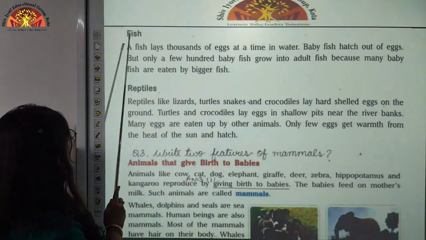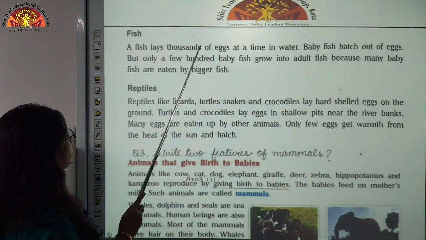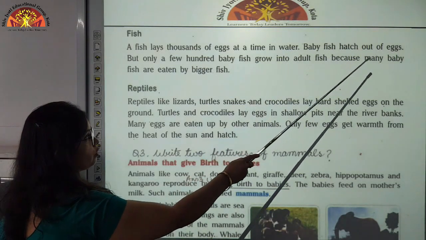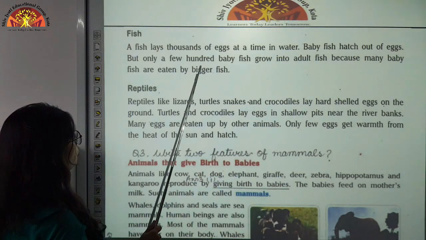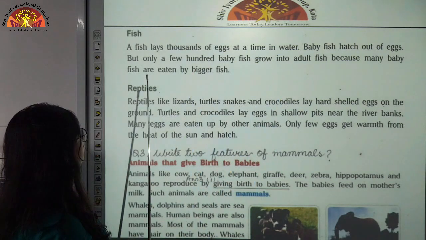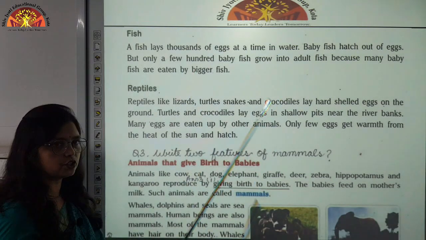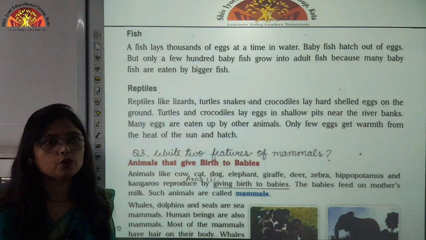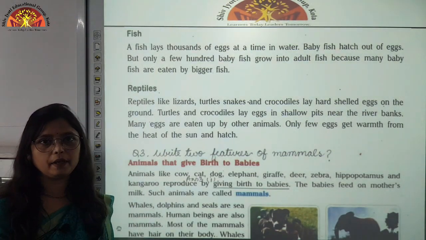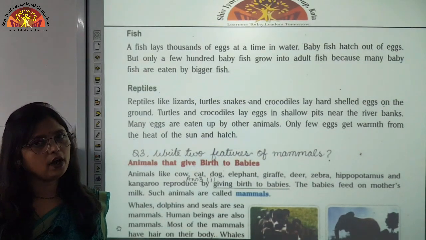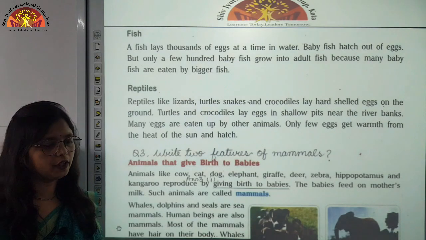Now we will discuss fish. A fish lays thousands of eggs at a time in water. Baby fish hatch out of eggs, but only a few hundred baby fish grow into adult fish because many baby fish are eaten by bigger fish. Fish lay thousands of eggs, but most of these eggs and the baby fish are eaten by the big fish. So only a few hundred baby fish hatch out of the eggs and survive.